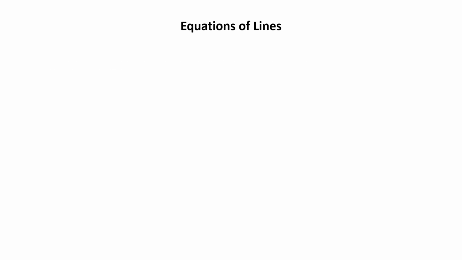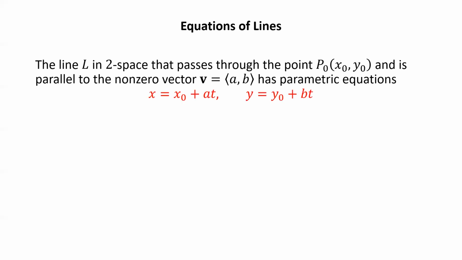Equations of lines. The line L in two-space that passes through the point P0 with coordinates x0 and y0 and is parallel to the non-zero vector v with components a and b has parametric equations x equals x0 plus at, y equals y0 plus bt. Let's look at a picture of the plane with a point x0, y0 plotted there.